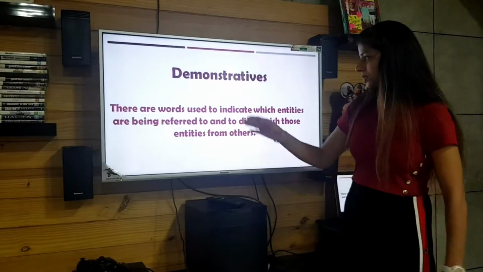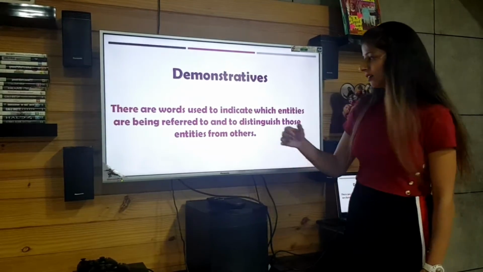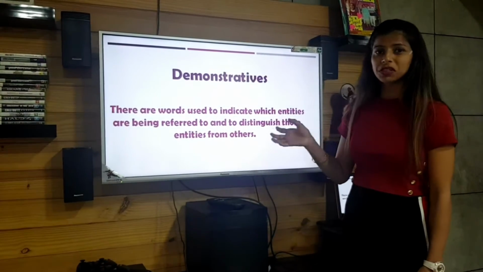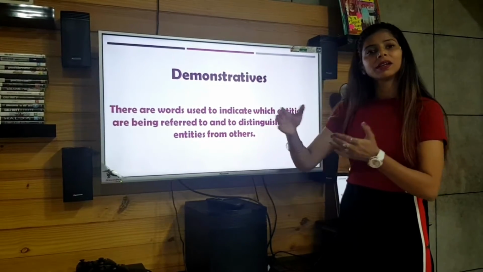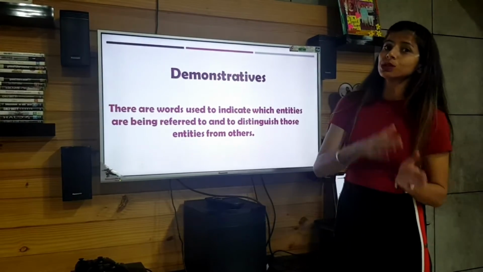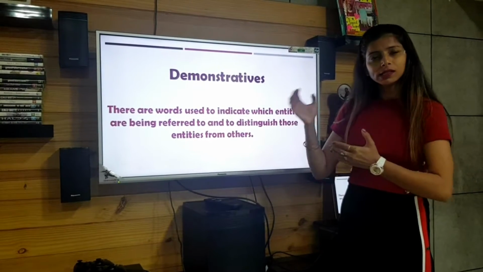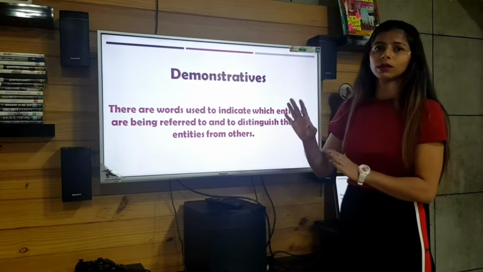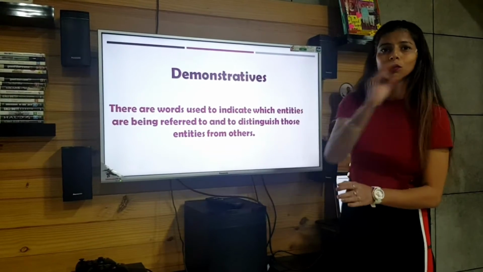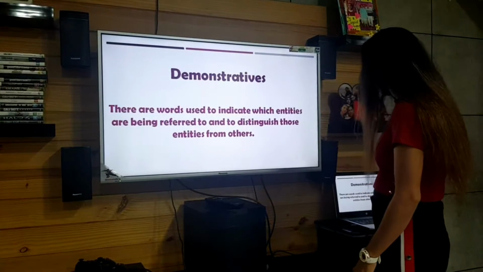These are the words used to indicate which entities they are referring to, or they are even distinguishing those entities from the others. That is, they are mentioning particular entities. Yes, we are talking about these entities only, not about the others, right? We'll be getting the examples too.